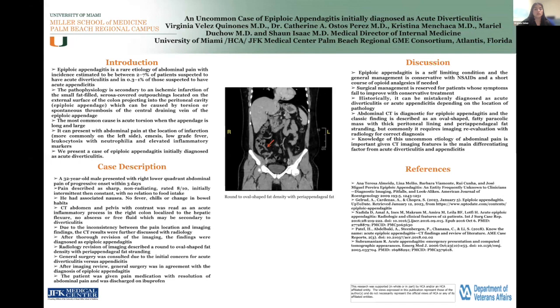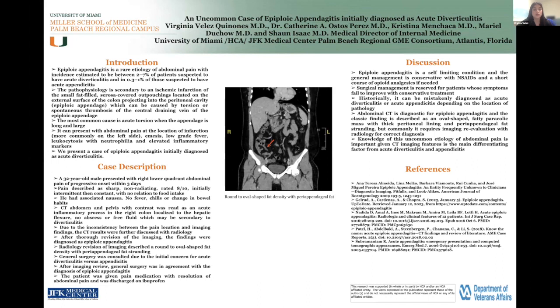Usually it presents with abdominal pain at the location of the infarction. It's actually more common on the left side, although our patient presented with right-sided pain. It can present with vomiting, sometimes low-grade fever, leukocytosis, infectious signs, and elevated inflammatory markers. Our case is epiploic appendagitis, which we initially thought was acute diverticulitis based on imaging.